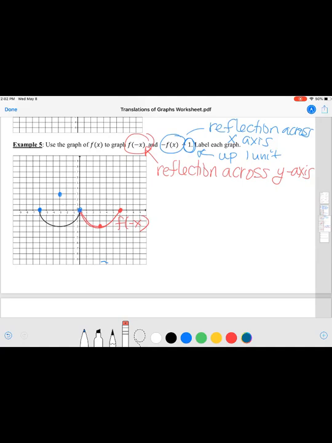But then we also have to add 1 to all of these points. So we did the reflection, but now we have to move everything up 1. So this point gets moved up 1, this point gets moved up 1, and this point gets moved up 1. So we can erase those points, move them all up 1, and this is our final product. We flipped it over the x-axis and then we bumped it up 1. So that's this function here.